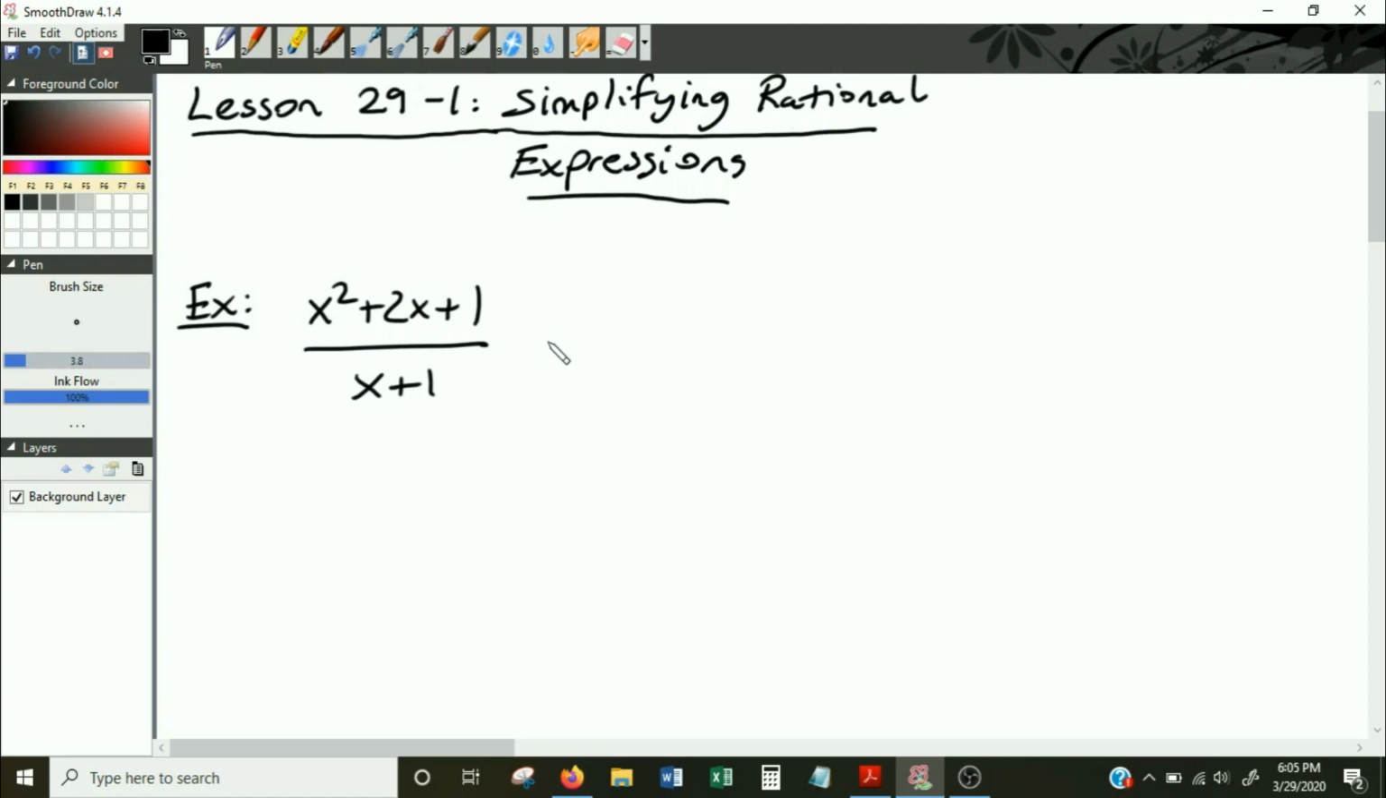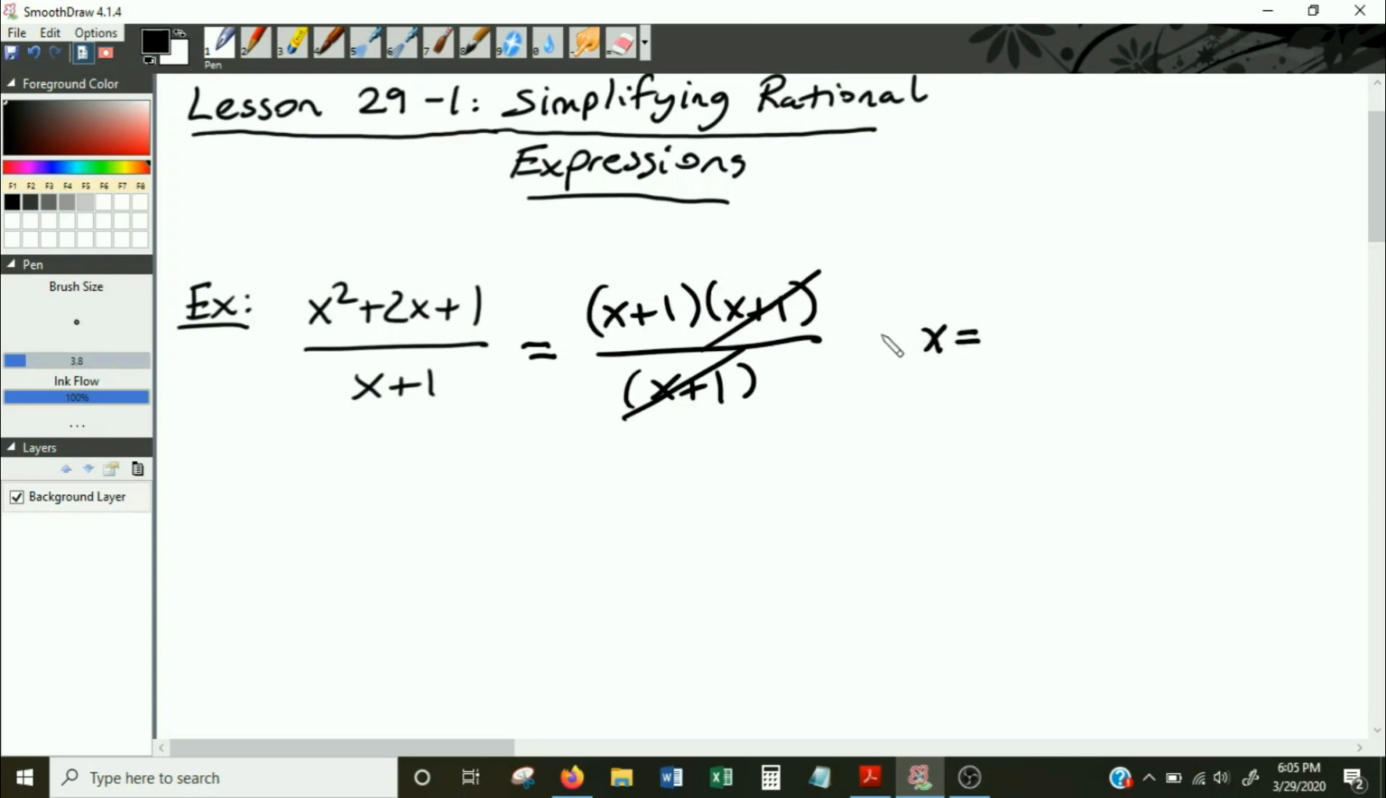So what we'll do first is factor it. x squared plus 2x plus 1 is the same as x plus 1 times x plus 1, and this is all over x plus 1. Now you might say, okay, so I can cancel these out. And that's true. However, if x equals -1, then we would get that the bottom is 0, and we cannot have something over 0. That's not allowed. So that means x cannot be -1.